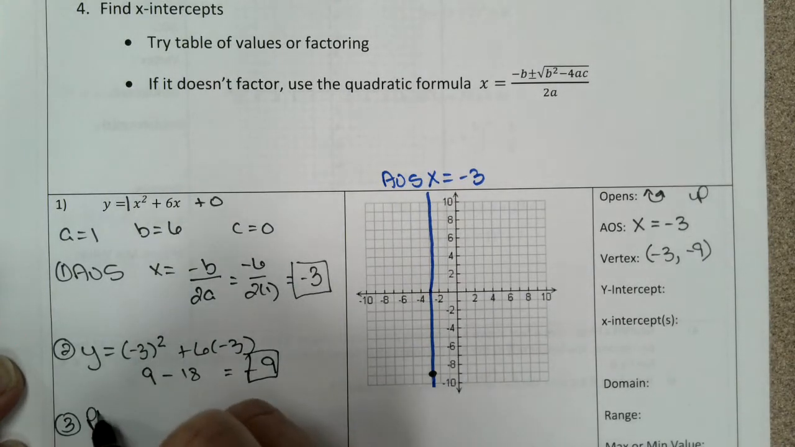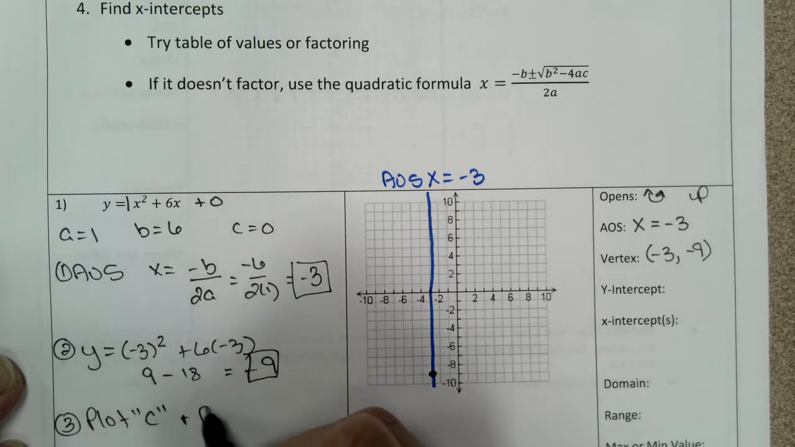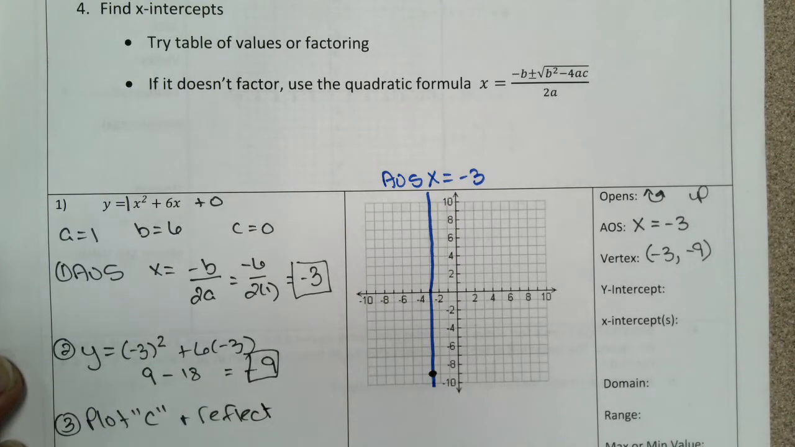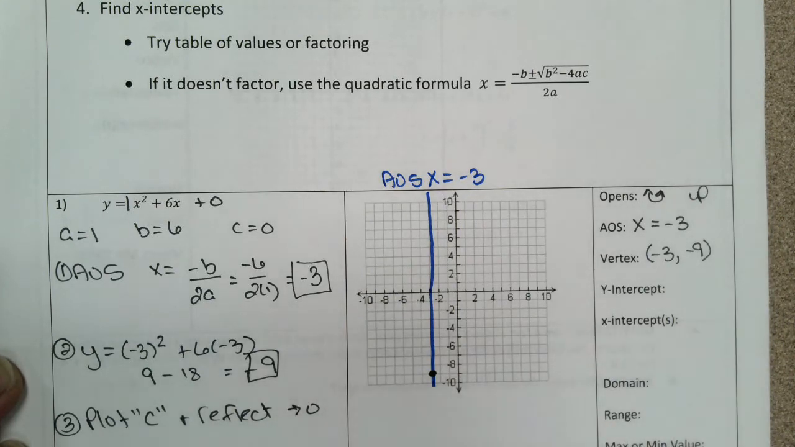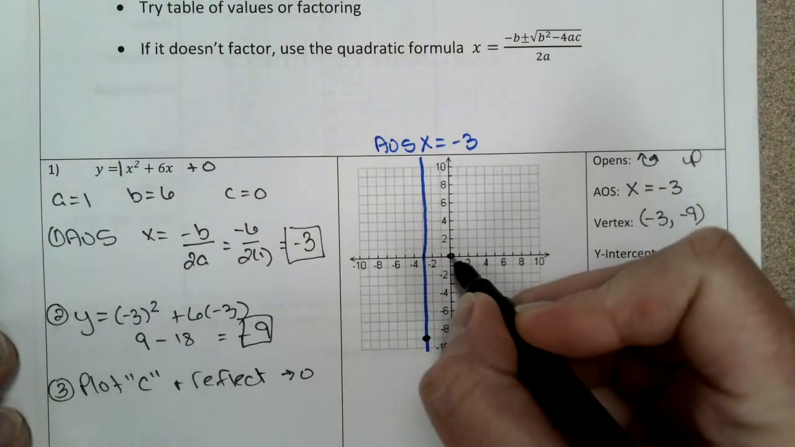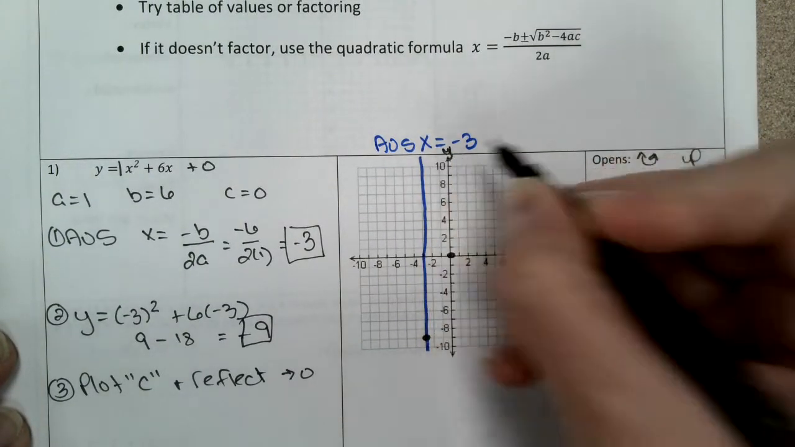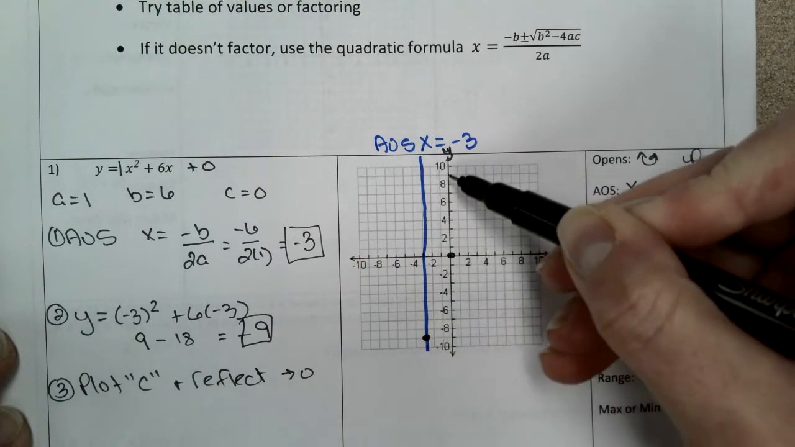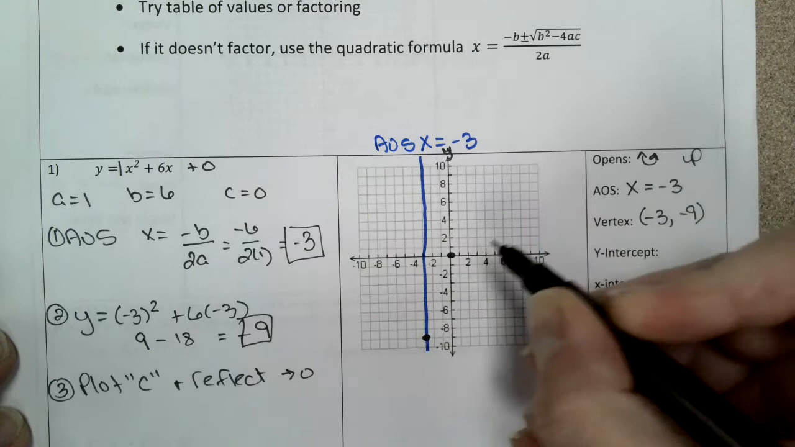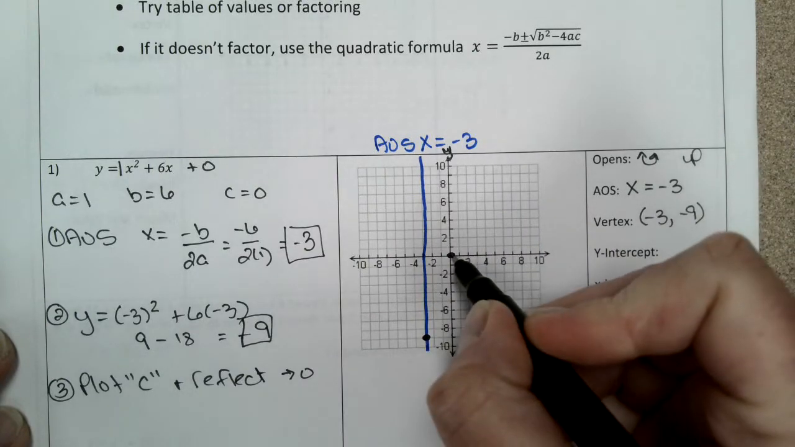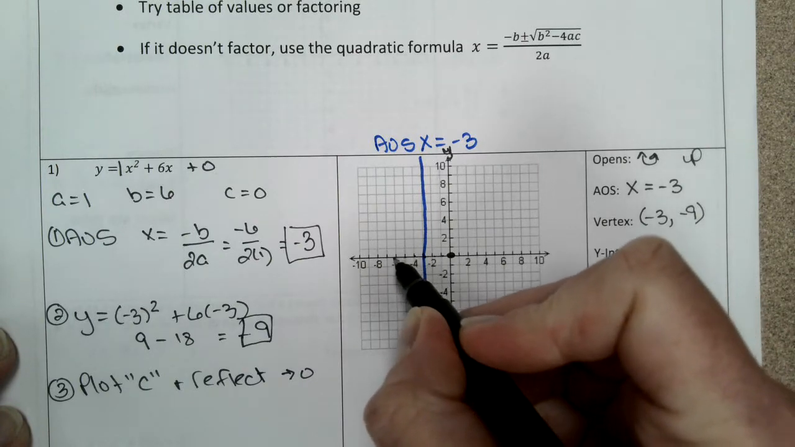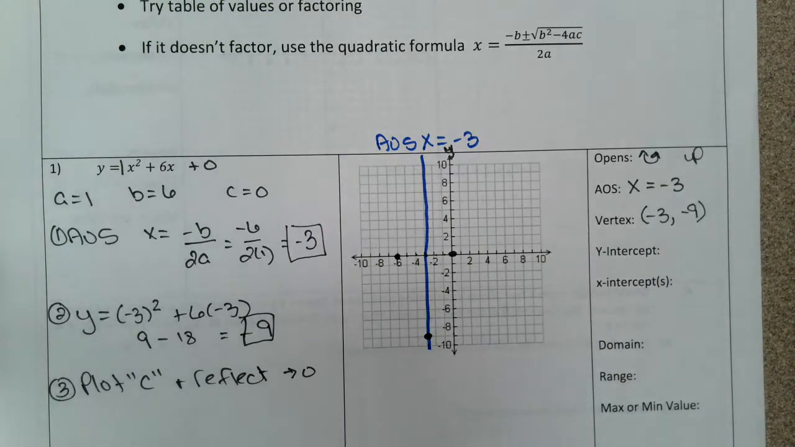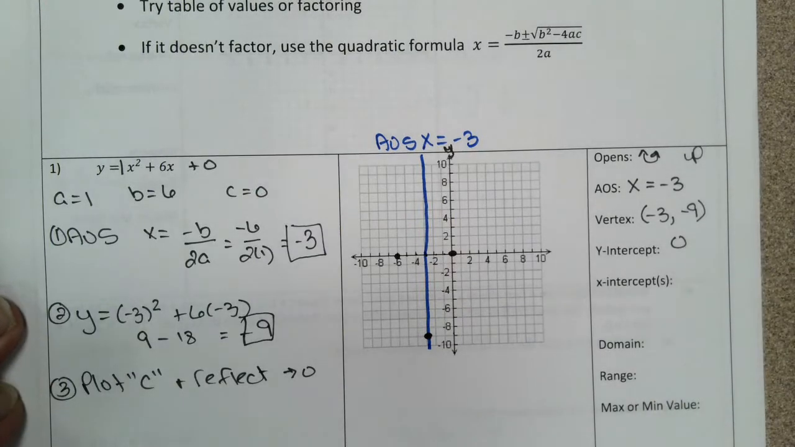Step 3, plot C and reflect it, is what it says up above. So my C is at 0 in this case. When it says plot C, we're talking about the y-axis here. That tells you where your graph crosses the y-axis, and reflect it across. So this is 1, 2, 3 to one side. Count 1, 2, 3 to the other side. The y-intercept is at 0.